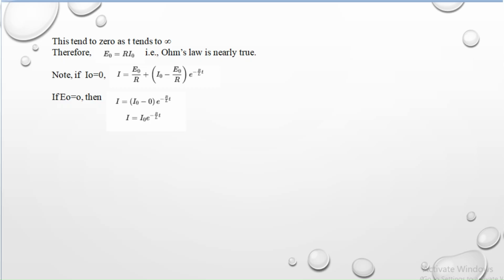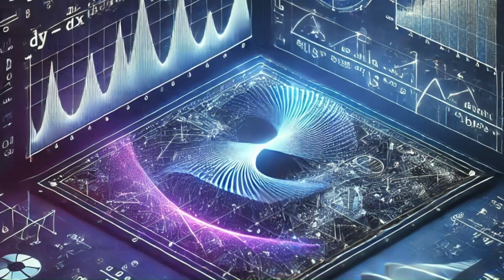Note that if I naught equal to 0, then I equal to E naught divided by R into 1 minus e power minus Rt divided by L, and if E naught equal to 0, then I equal to I naught into e power minus Rt divided by L. We get this solution. So in this video we explored how differential equations are used in electric circuits, the role of Ohm's law and Kirchhoff's law, and how RLC circuits behave over time using first order differential equations. Differential equations help us to model many real world scenarios beyond circuits, including population growth, mass transfer, and mechanical vibration.